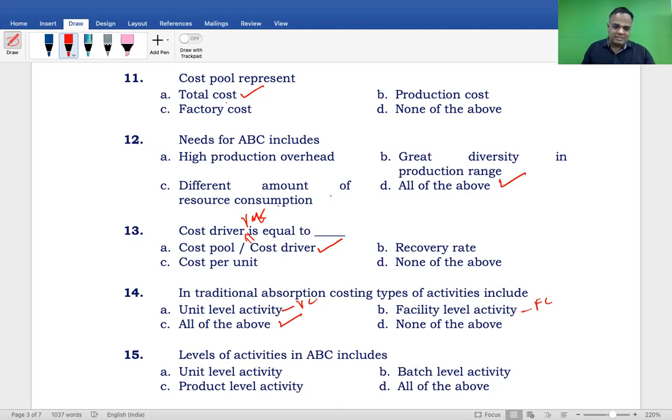Levels of activity in ABC include unit level, batch level, product level, facility level, or all of the above. So, in ABC, four types of activities are there: unit level activity, batch level activity, product level activity, and facility level activity. Understood? Good.